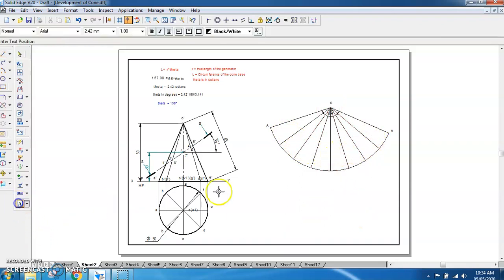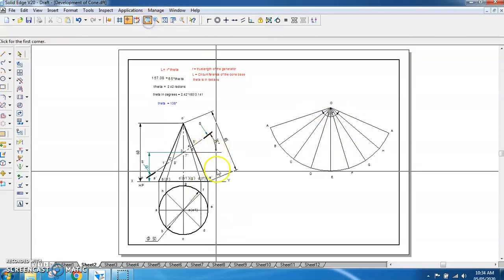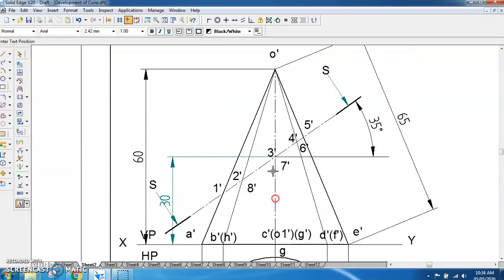So now you can name this as B, this is C, this is D, this is E, this is F, this is G, this is H, and back to A. So now what you have got here is called the development of the cone. But we don't want to draw the development of the cone. We have to draw the remaining portion of the cone which is cut by this cutting plane.